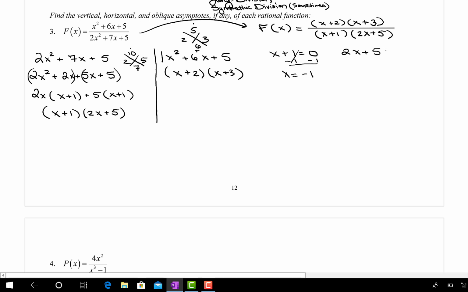And I'm going to set 2x plus 5 equal to 0 and solve for x. That's going to give me 2x is equal to -5. Divide both sides by 2. So I'm going to get x is equal to -5/2. All right. So those would represent my two equations for my vertical asymptote. So in this case, I have two vertical asymptotes. Let's go ahead and write that down before I forget.